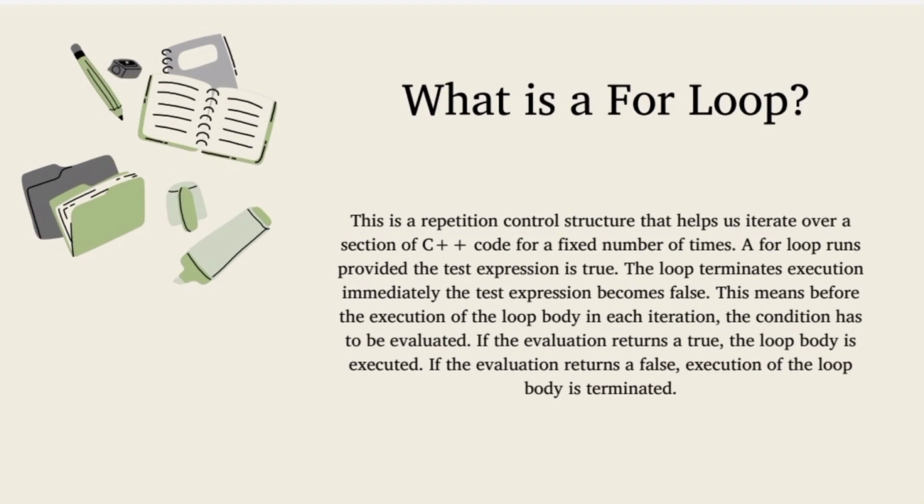This is a repetition control structure that helps us iterate over a section of C++ code a fixed number of times. A for loop runs provided the test expression is true. The loop terminates execution immediately the test expression becomes false.